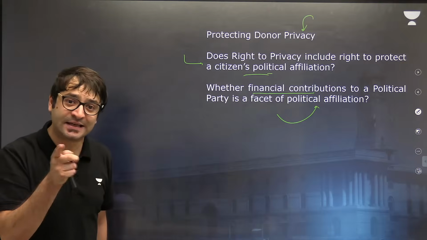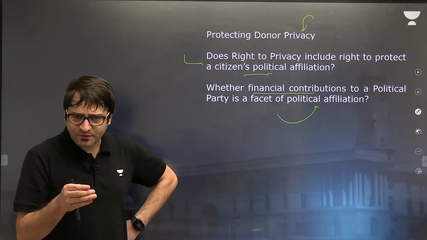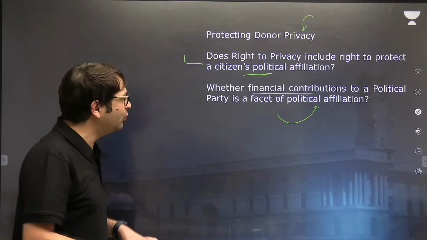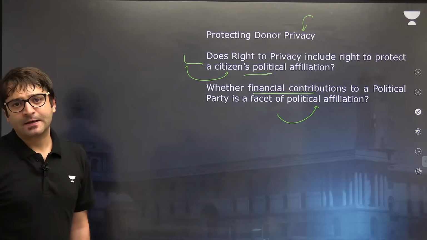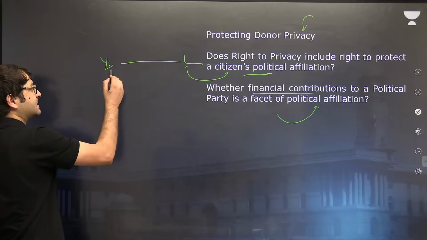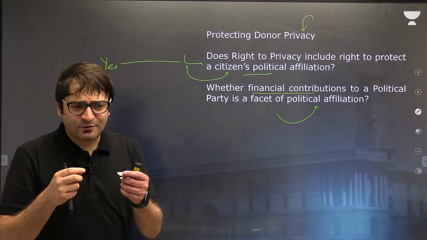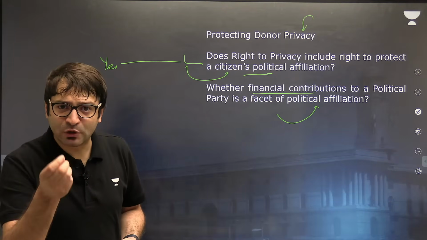Don't disclose it either, because I have the right to privacy. Agreed? Yes. Does right to privacy also include the right to protect my political affiliation? The Supreme Court said yes. Why? Because forming a political belief is the first political expression.